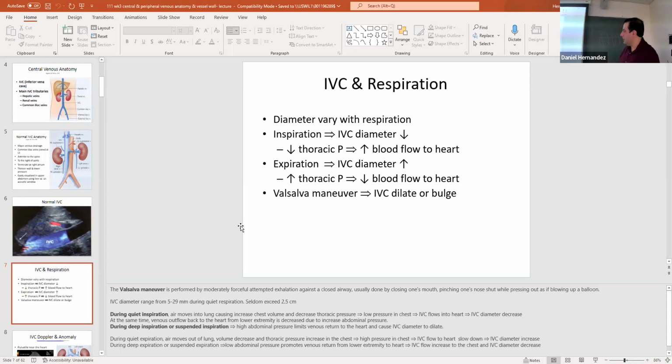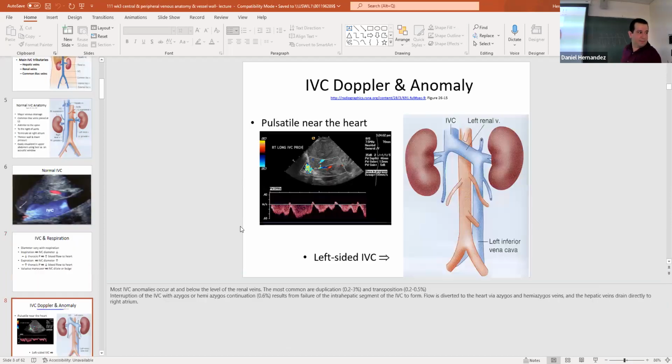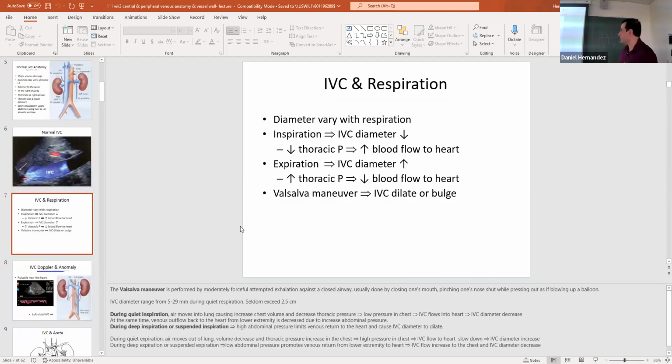So should we just leave that? Yeah, just recognize that when you Valsalva, it's going to cause your IVC to bulge or dilate. It's a deep breath in. Don't let any air out of your nose or mouth, and bear down to try and tighten up your stomach muscles.